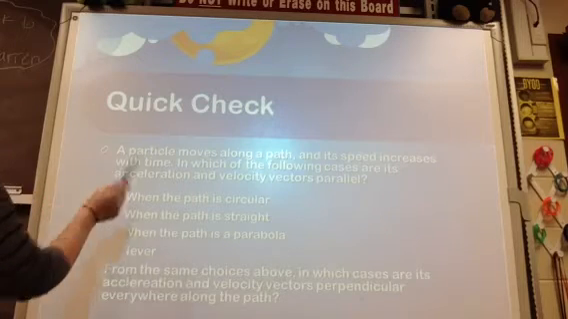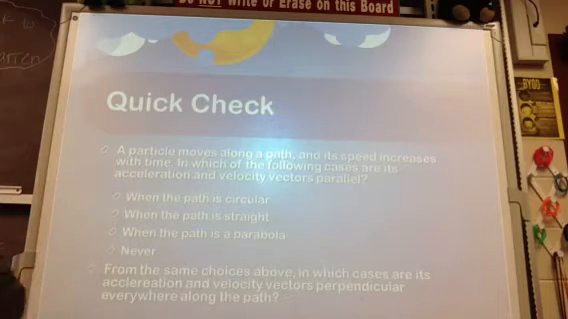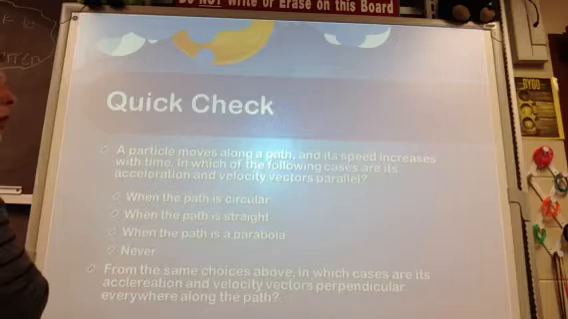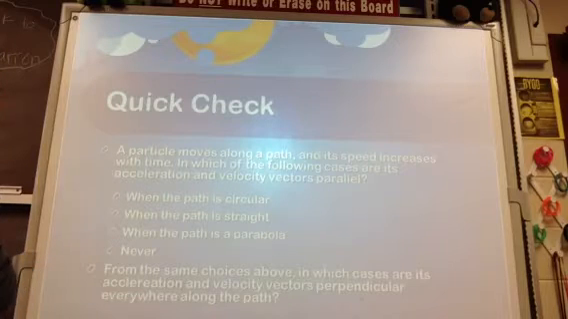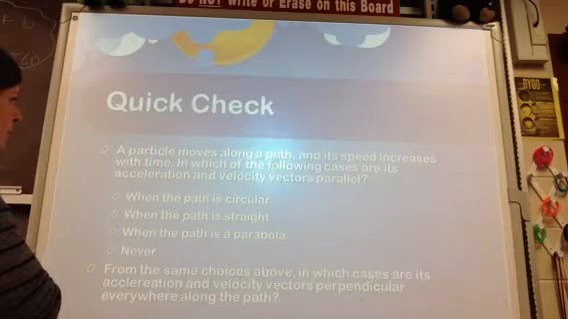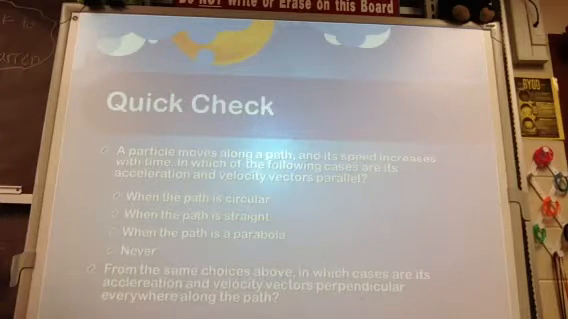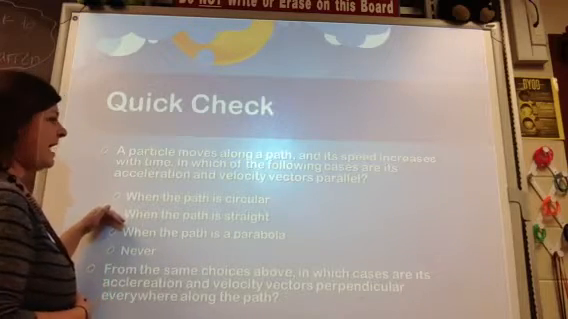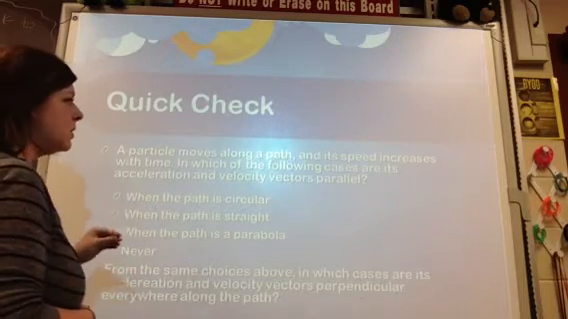So on the quick check for the uniform circular motion, it says that a particle moves along a path and its speed increases with time. In which of the following cases are its acceleration and velocity vectors parallel? I think everybody hands down said when the path is straight, and I completely agree with that.